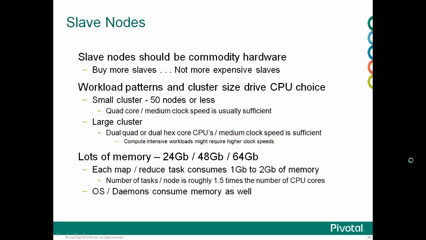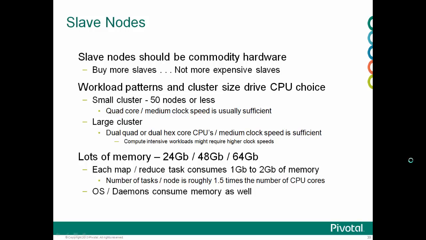Workload patterns and cluster size define CPU choices typically. For small clusters, 50 nodes or less, quad-core, medium clock speed CPUs are more than sufficient. Once your cluster gets beyond 50 nodes or so, then maybe dual quad or maybe even dual hex-core CPUs. Again, medium clock speed would be sufficient. If you have a data analytics intensive cluster, then you might want to increase the clock speeds on those CPUs.